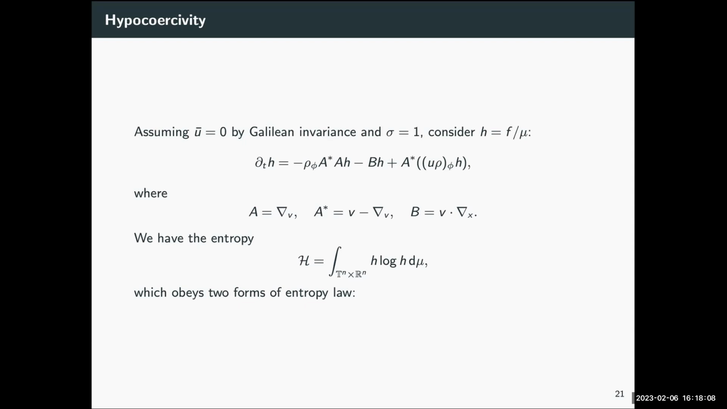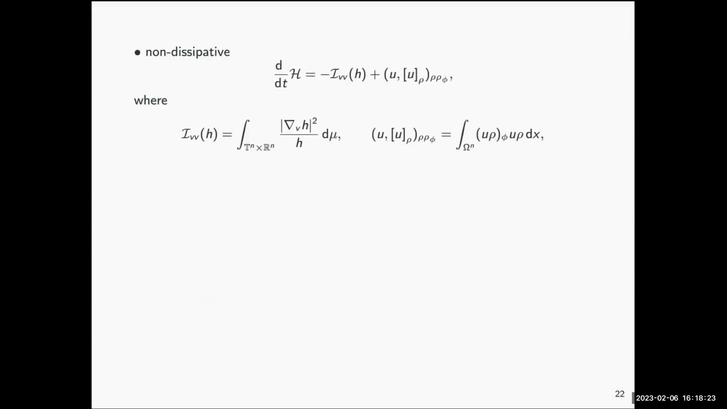If the entropy decays in time, then you're in the game. Then you have a hope to prove, just like for the Boltzmann equation, the H theorem. Once you have the H theorem, you have a hope to prove relaxation. So we do have this law. Actually, we have two forms of the entropy law. One is non-dissipative, and it's in fact useful. You just do it as for the Fokker-Planck equation. You have this Fisher information.